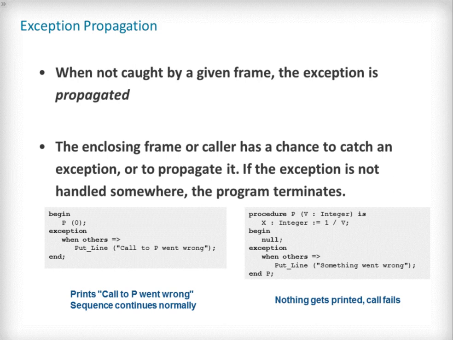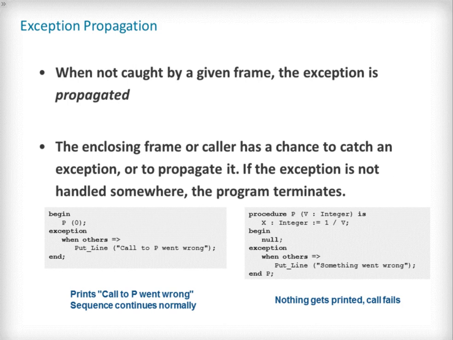A term used hand in hand with raise when talking about exceptions is propagate, along with exception propagation. When an exception occurs within a frame that has no specified exception handler, the exception occurrence is propagated to the enclosing frame. Propagation continues through each enclosing frame until either an exception handler catches the occurrence and handles it, or there are no more frames, at which point the program terminates.